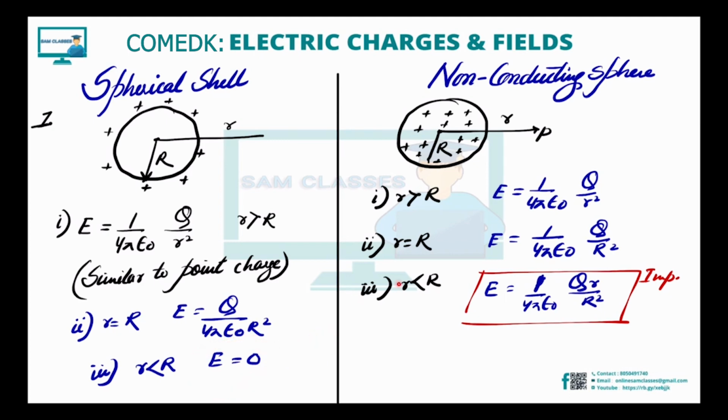Now, for r less than R, here charges are there. So we have to find, for this much small r, how much charge is there. So the formula is 1 by 4 pi epsilon naught, Q r by capital R square.